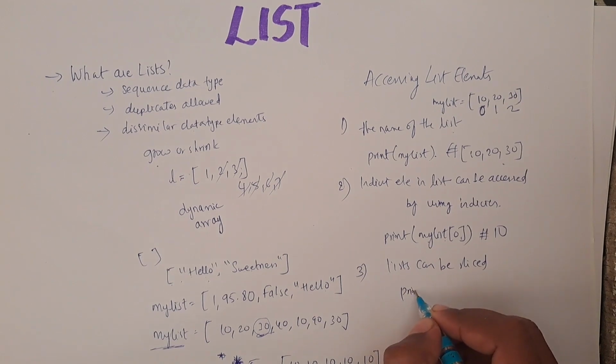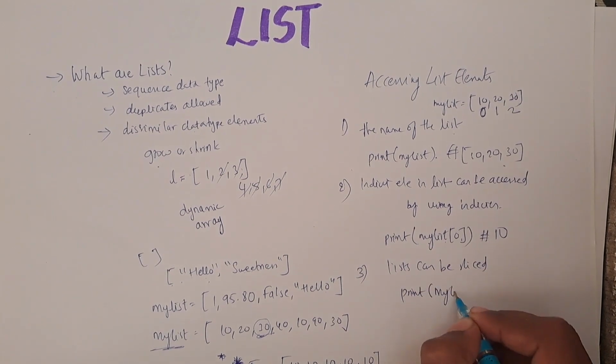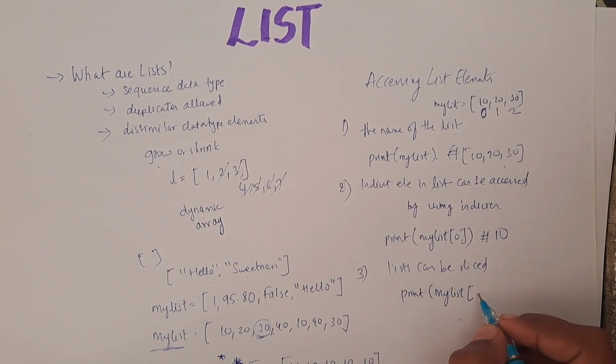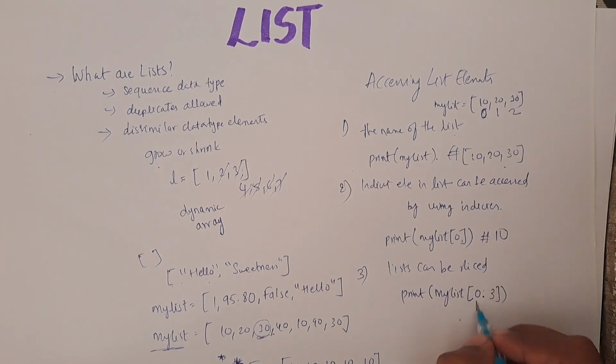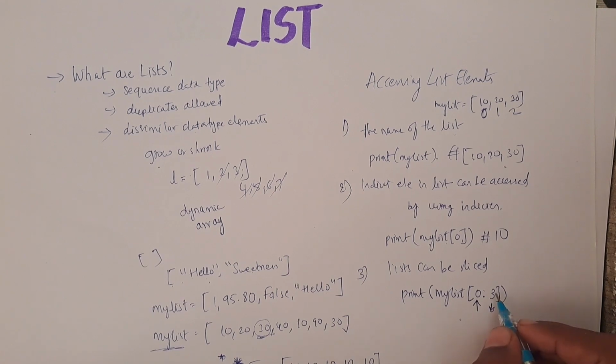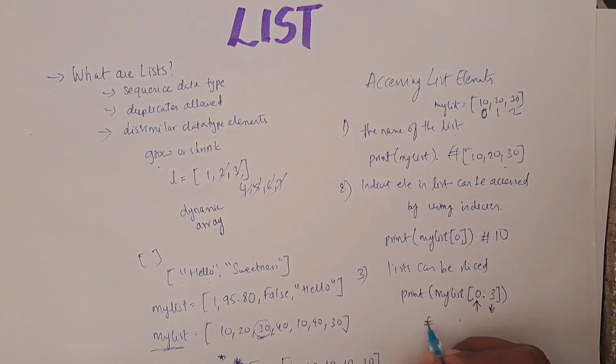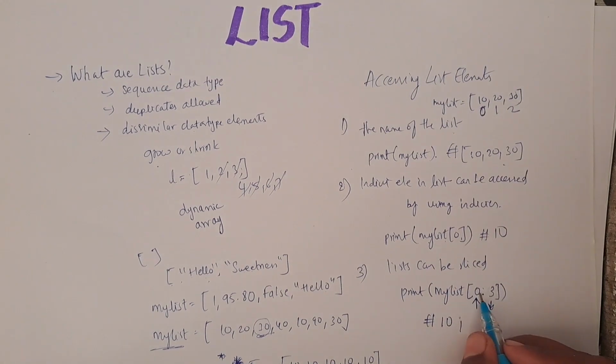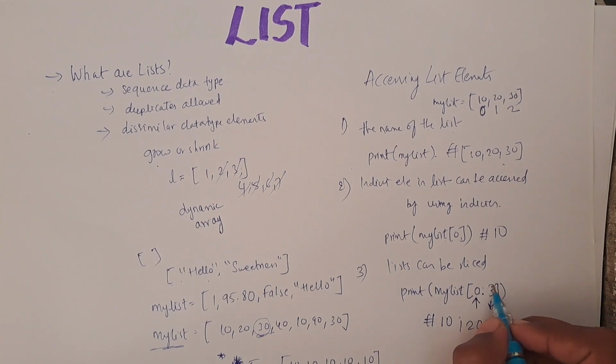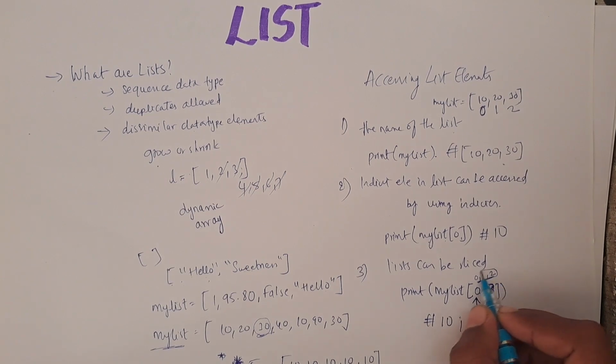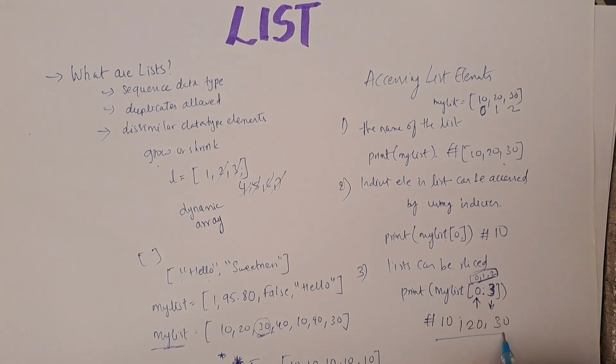So here you can print my list of 0 to 3. That means 0 is included and 3 is excluded. So your output will be index 0, which represents 10, index 1 represents 20, and index 2 represents 30, and 3 is excluded. Up to 3 will be excluded. That means the elements at indices 0, 1, 2 will be in your output.